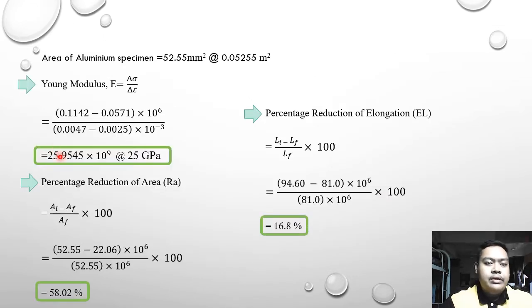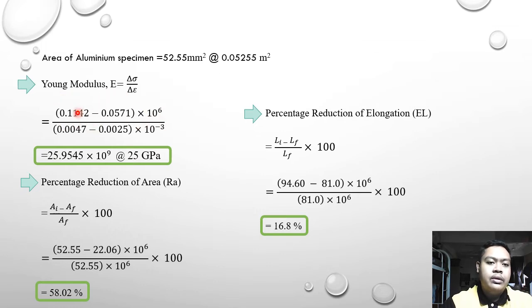Okay, next is the area. This is the area of the aluminium specimen that we get from the tensile test machine. The value is 52.55 millimeter square or 0.05255 meter square. Okay, these are 3 calculations that we need to do for our lab report group. The first one I would like to explain is the Young modulus. We use this equation to find the Young modulus value.